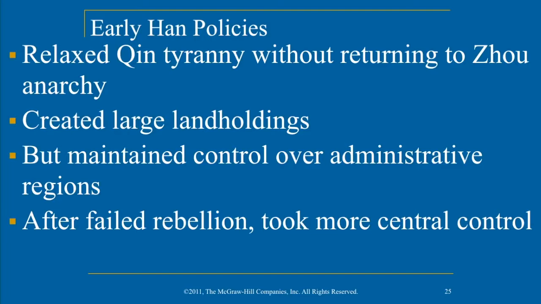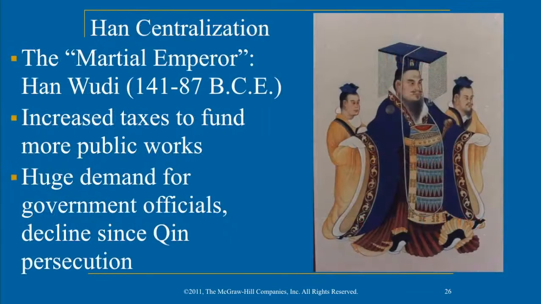After a failed rebellion, they took more centralized control. This original attempt to keep the administrative regions in check doesn't really work out very well, and so they have to take a more centralized control in the people's lives under the Martial Emperor Han Wudi. He increased taxes to fund more public works. There's a Han centralization. We talked about the Qin centralization. Now there's a Han centralization. The public good is being promoted through public works.